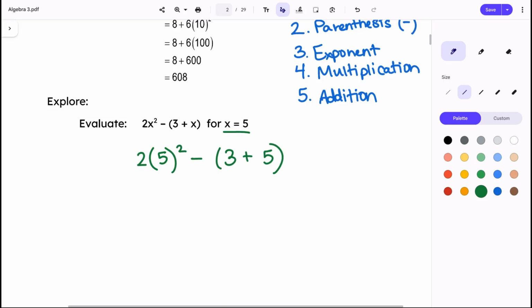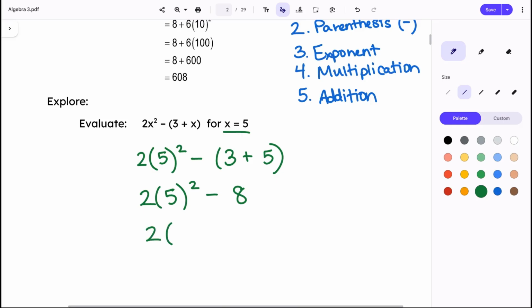What are we going to do next? Add the 3 and 5. What do we get there? 8. And since they're adding and there's nothing else to do there, I'm just going to drop the parentheses from the problem. Then what would you do?